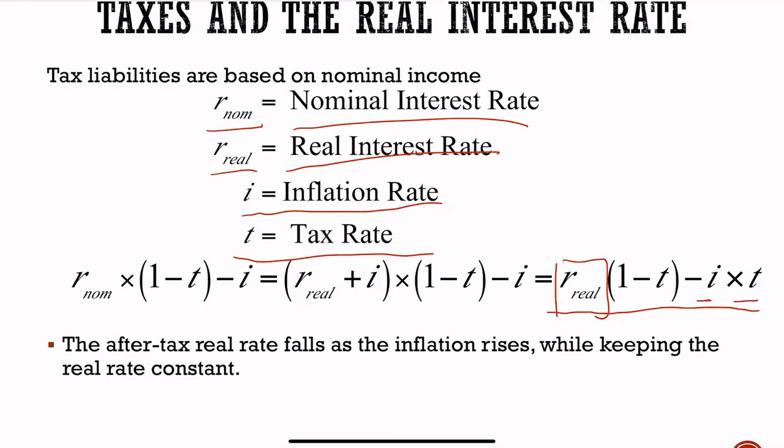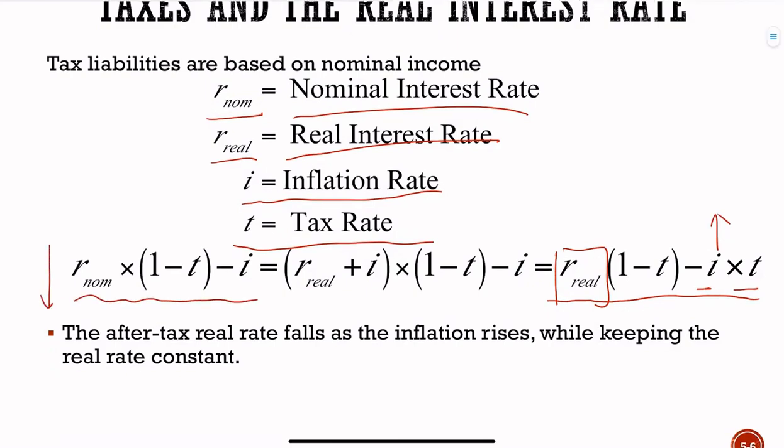Now, what's interesting about this formula is you can see that because tax is imposed on nominal rate, taxpayers will actually suffer from higher inflation rate. You can see here as I increases, this after-tax real rate decreases, right? So it basically means that if real rate stays the same, the after-tax real rate suffers if inflation increases.